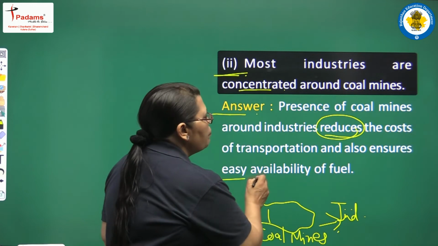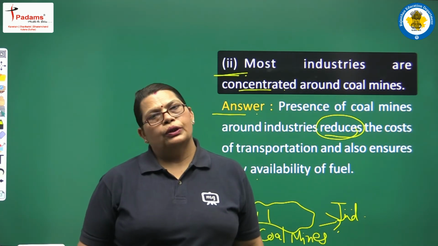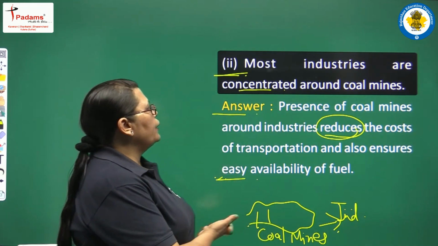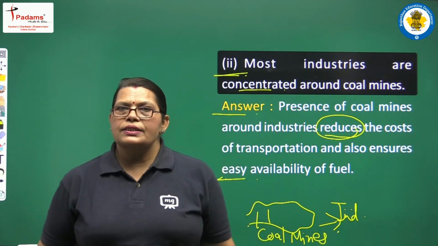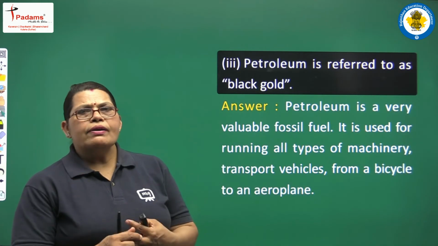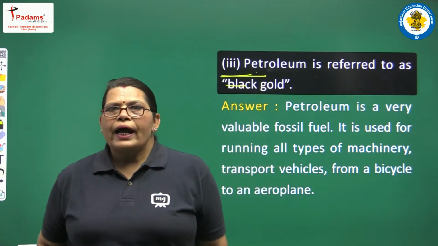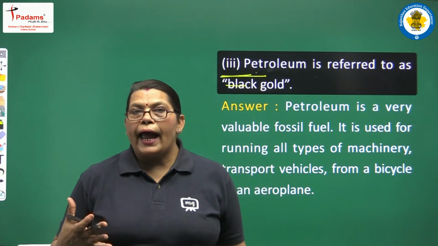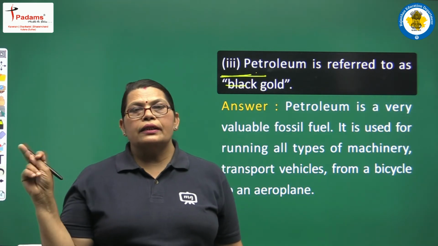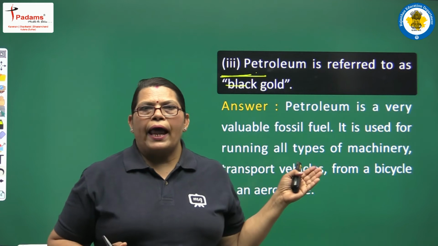And the next one is the assurance of the easy availability of fuels. This one is an important reason why industry is concentrated near the coal mines. Our next question is also important. It refers to petroleum. Why is petroleum referred to as black gold? We had discussed it in the chapter reading session. Gold is there, but what is this black gold?